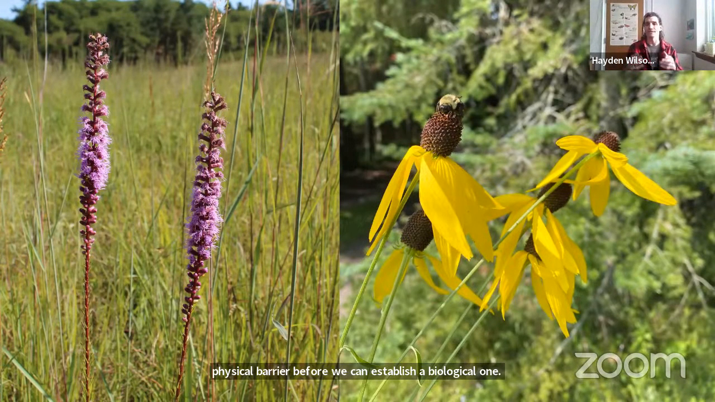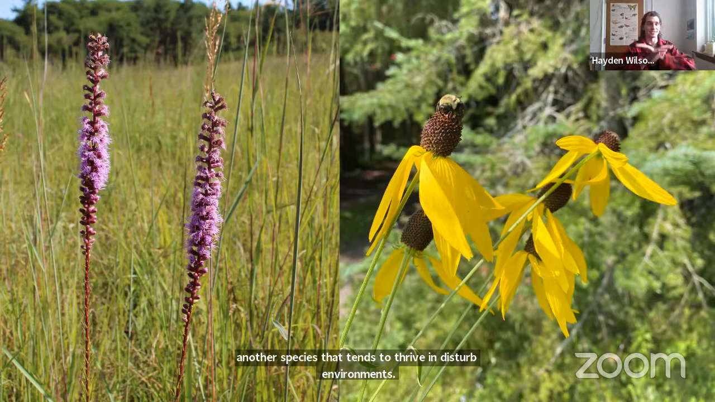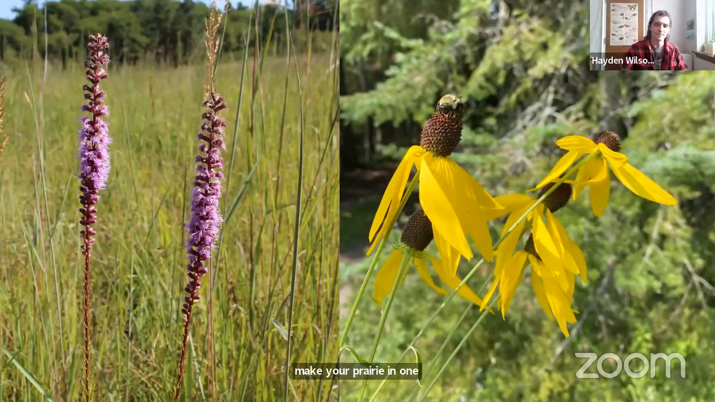And these grasses are acting as that physical barrier for DSV reinvasion, through the density of the root masses and through just having something in the soil that isn't dog strangling vine or another invasive species that tends to thrive in disturbed environments. So as much as I'd like to say you can go in and make your prairie in 1 year, it's just not going to happen. You have to take this really slowly and one step at a time.